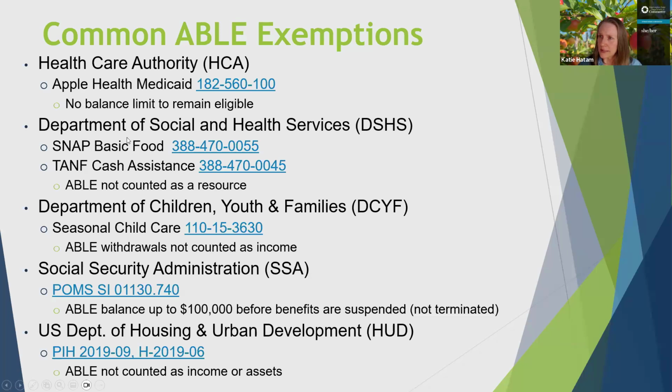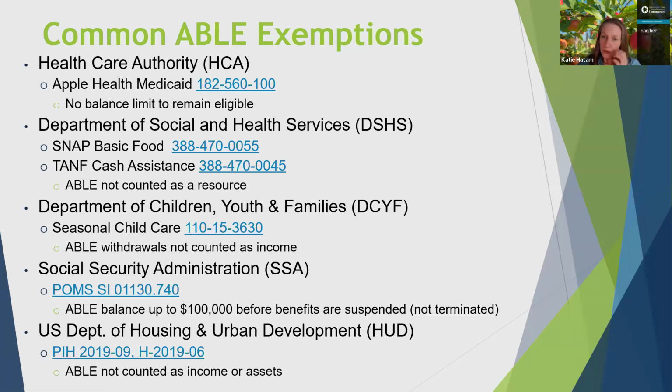For DSHS, there's a couple of links here, but generally what you need to know is they won't count ABLE accounts as resources for the purpose of SNAP or TANF. DCYF will not count ABLE accounts as income for the purposes of seasonal childcare. So any withdrawals that you take out of an ABLE account will not be counted as income.